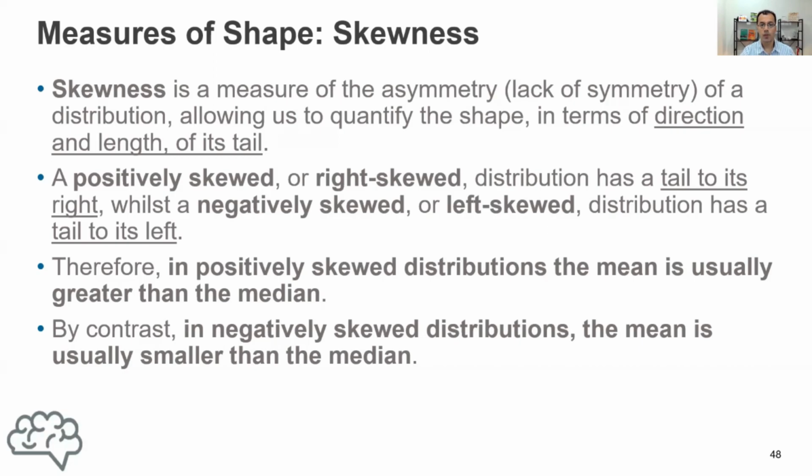Another important piece of information that we can get out of skewness is that a positive skew means that the mean is usually greater than the median, whilst a negative skew signifies that the mean is smaller than the median. And this relative position between the mean and the median is also an indication of the skewness of the distribution.